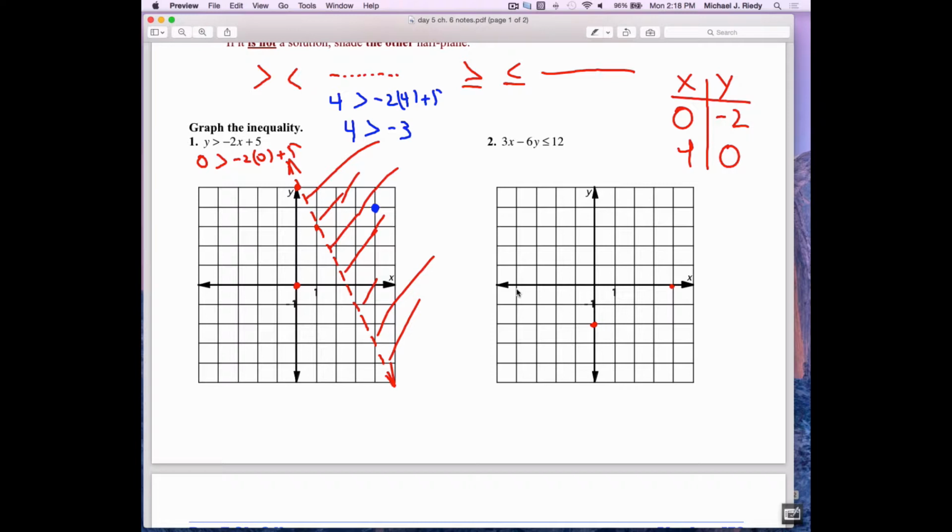Geneva, what point do you want to try? 1, 1? Awesome. Plug in 1, 1 here. 3 times 1 is 3. 6 times 1 is 6. 3 minus 6 is negative 3. Is negative 3 less than or equal to 12? Yes. That's true. The number she picked is over here, so therefore we shade on that side of the line.